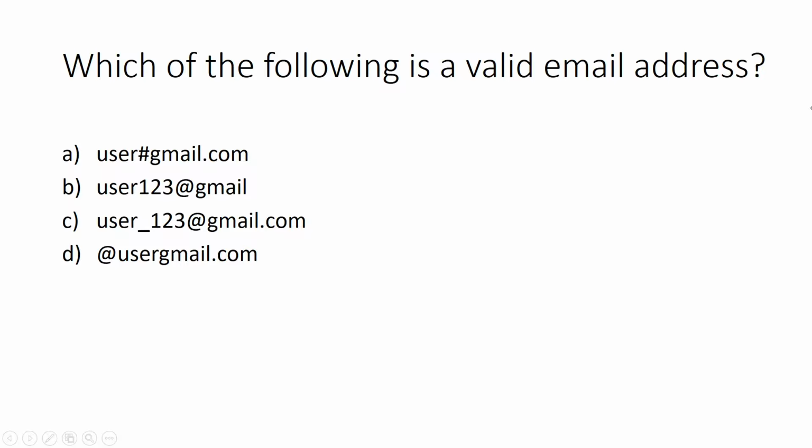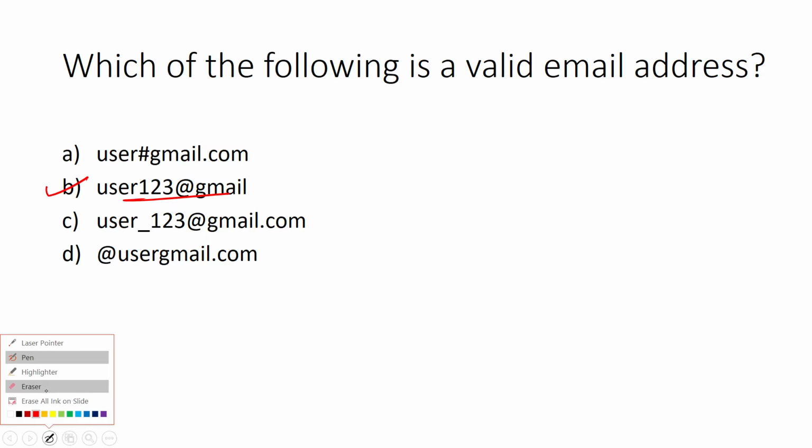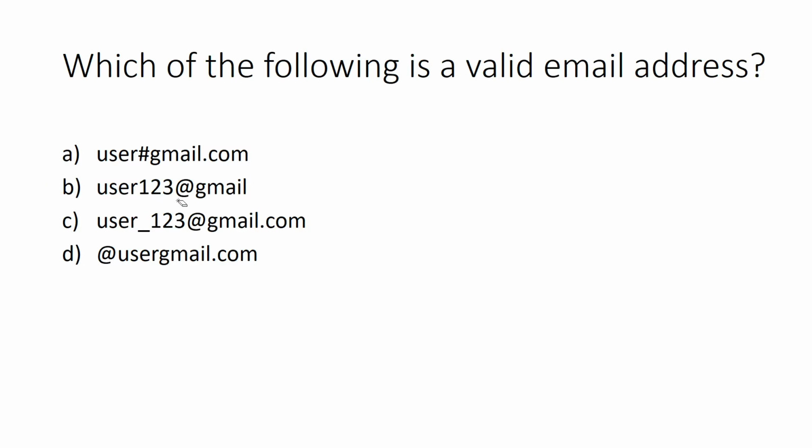Which of the following is a valid email address? The valid email address out of these will be this one. Sorry, I missed out. This one is not valid because it misses .com. The one which does not miss anything is user@gmail.com. This contains every portion. This one misses the domain part, this misses the @ part, and this misses the first part. So option C is correct. Okay, next question.